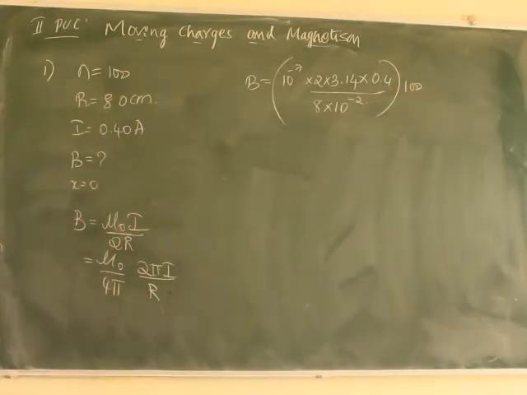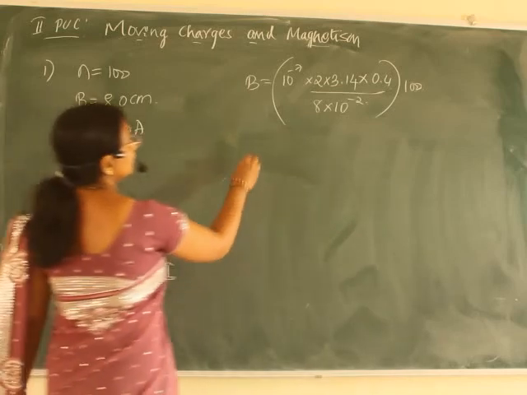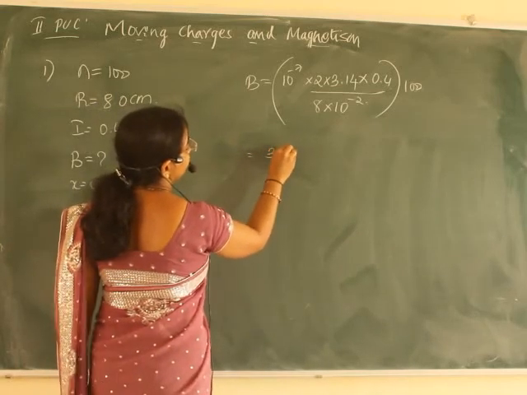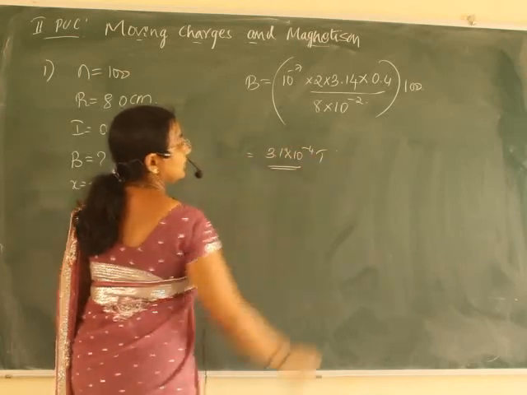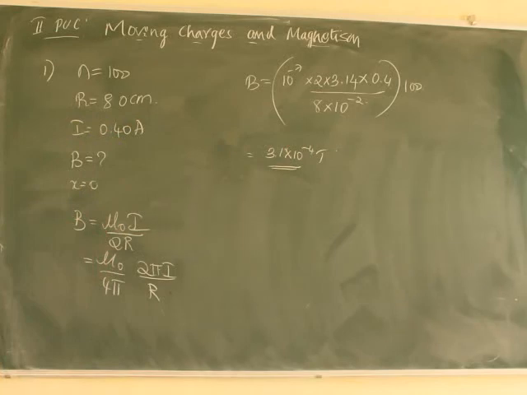Understood? So what is the answer we are getting here? Take a calculator and give me the answer. Are you getting 3.1 into 10 to the power minus 4? Just check, okay? Are you getting 3.1 into 10 to the power minus 4 or what?